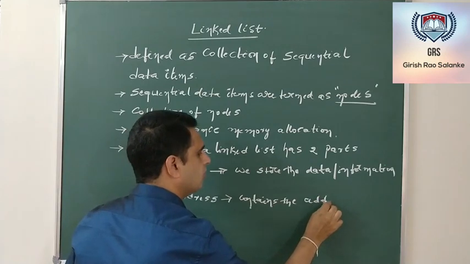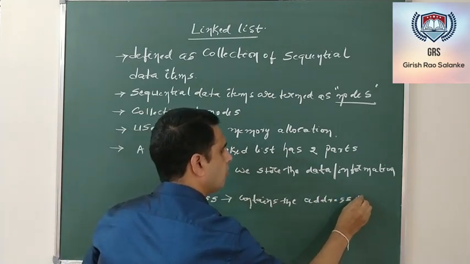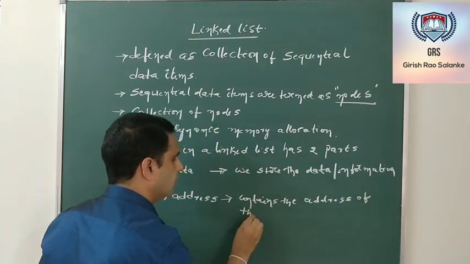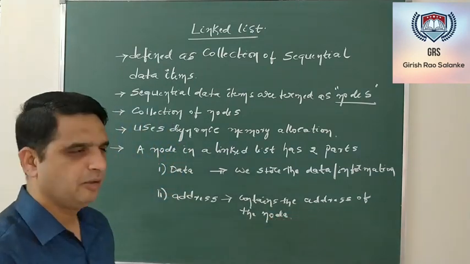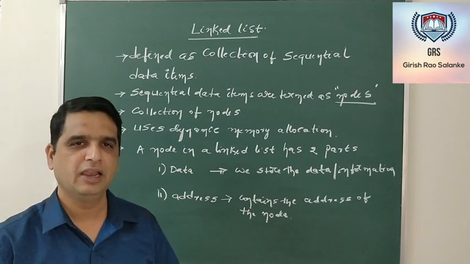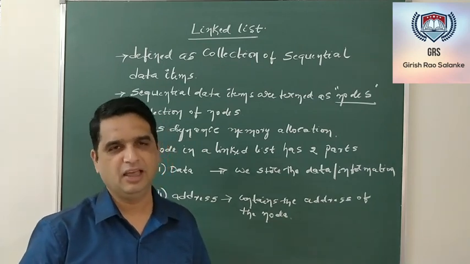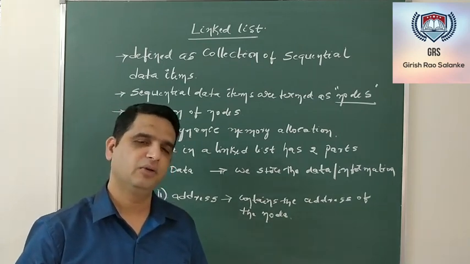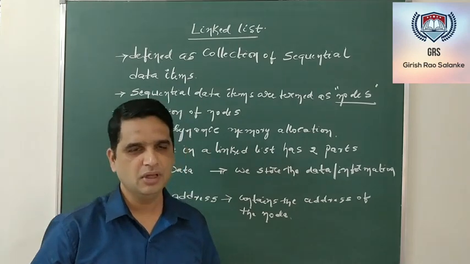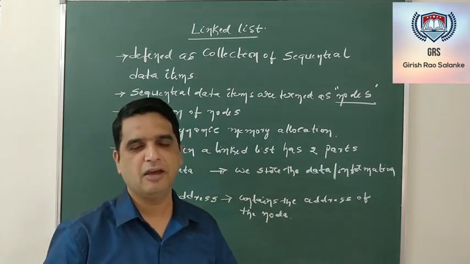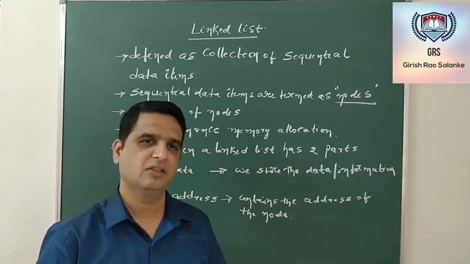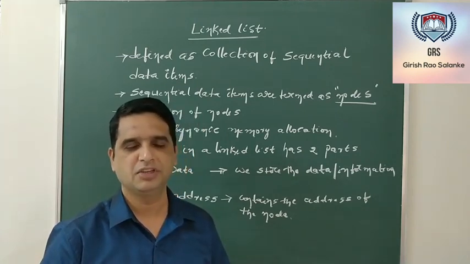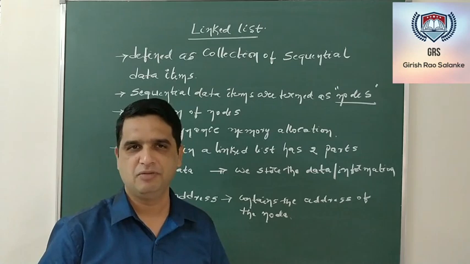the address of the node. In a sense, it depends what type of linked list it is. If it is a single linked list, then it is going to contain the address of the next node. In case of a double linked list, we have two address fields, one address field which contains the address of the next node and one more address field which contains the address of the previous node.